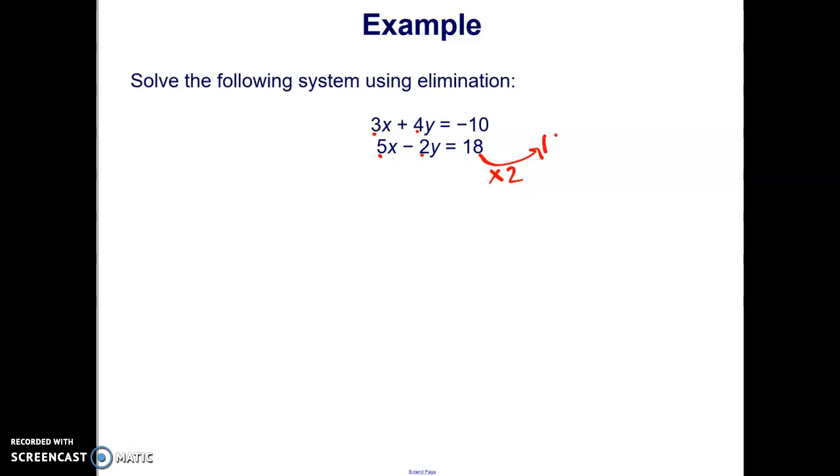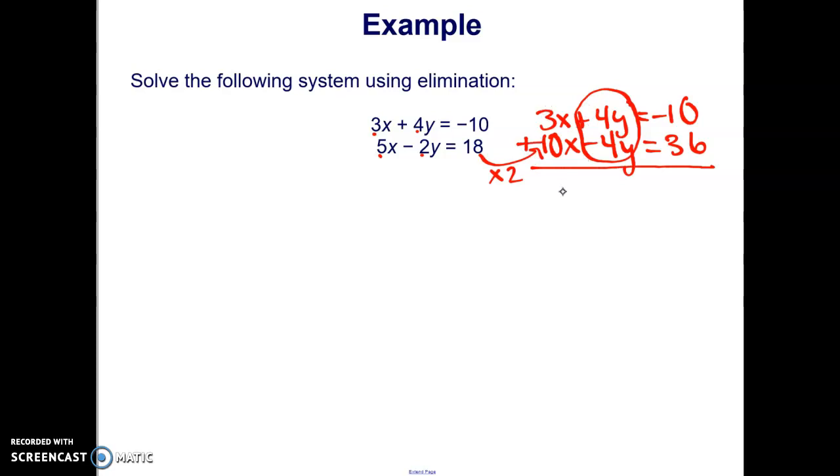So I multiply the first term by 2 and get 10x, the second term minus 4y, and the last term to get 36. The first equation I don't have to change because what I wanted to do was match up my y coefficients. Okay. Now when I look, I see a common coefficient. These y's are going to cancel. They have an opposite sign, so I will add them, and I get 13x equals negative 10 plus 36, 26.